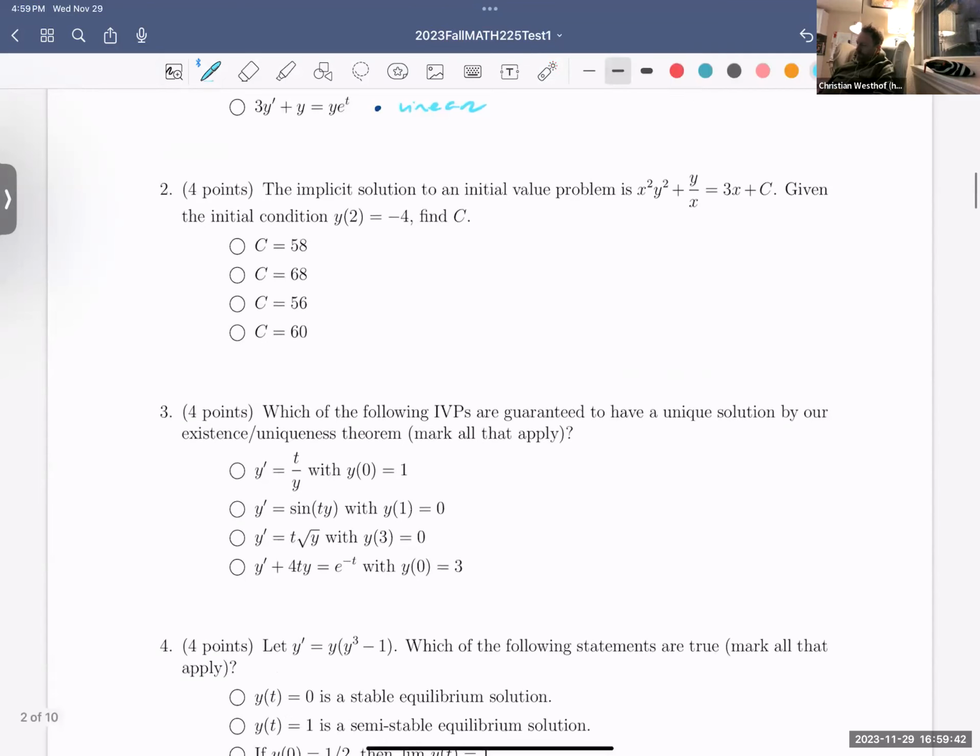So we need to plug in, let's choose blue. When x is 2, so y is dependent, x is independent. Let's plug in a 2 for x. So 2 there and a 2 there, and then set it equal to -4, find c. So plugging in a 2: 2 squared y squared plus y over 2 is equal to 3 times 2 plus c. We know that when we plug in a 2 for x, y becomes -4. So we can plug in a -4 for our y's.